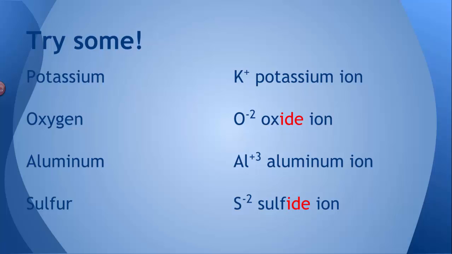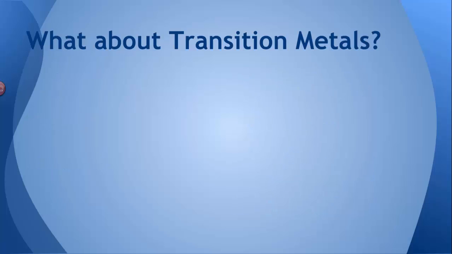Aluminum. Aluminum has 13 electrons. It's easiest for aluminum, which is a metal, to lose 3, to be like neon. And if it loses 3 electrons, it will be +3, and it will just be called the aluminum ion. And finally, sulfur. Sulfur is in the same family as oxygen, and because it's in the same family as oxygen, it does exactly the same thing. So sulfur gains 2 electrons to be like argon, and it becomes a -2 charged ion, and we call it sulfide. Not sulfuride, sulfide. Okay?